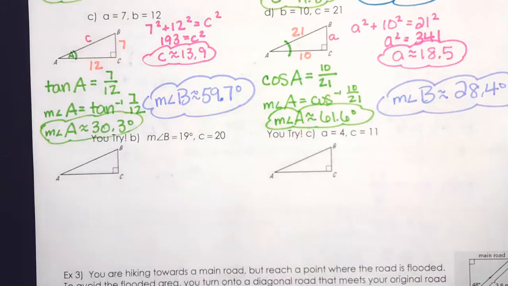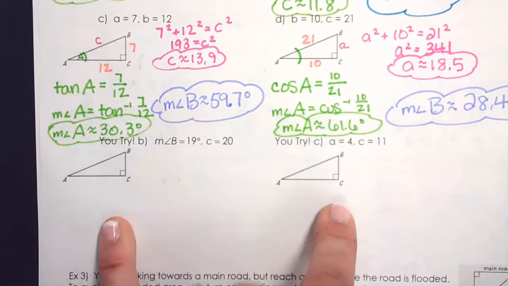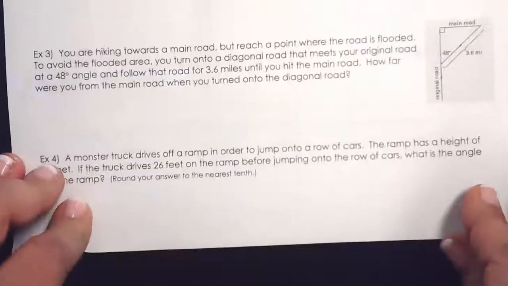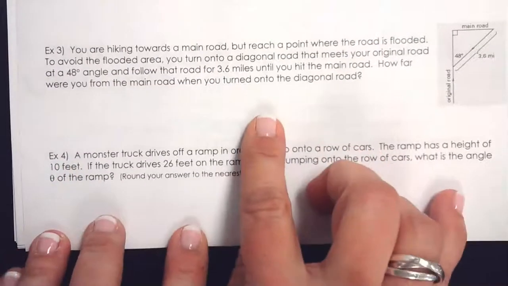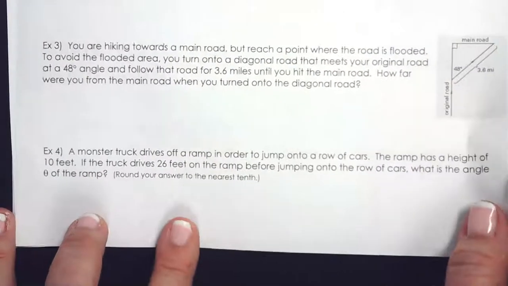All right. So that's a little bit about solving right triangles. Feeling pretty good? All right. Now I don't want you to freak out, and I'll put the U-tries up on the Canvas website. I don't want you to freak out if there are words like there are in example 3, okay? It doesn't make things any different.